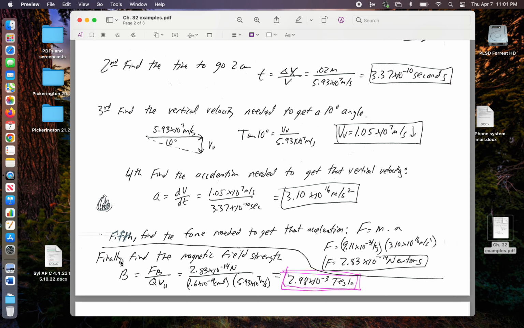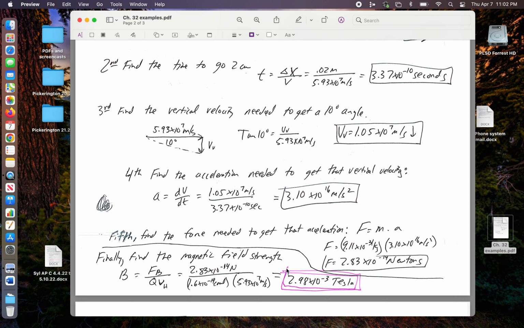So the next thing, and I thought it was last, so I was going to say finally, and it's fifth because I had to do something else. So once I know the acceleration, I need to find the force. So to do that, I need to use Newton's second law. Comes out to 2.83 times 10 to the negative 14th newtons. Now I'm going to find the magnetic field strength. Using magnetic force as QvB, I'm going to use my horizontal velocity here because that's going to end up telling me the magnetic force. So in this particular case, I've got that force on it that's magnetic.